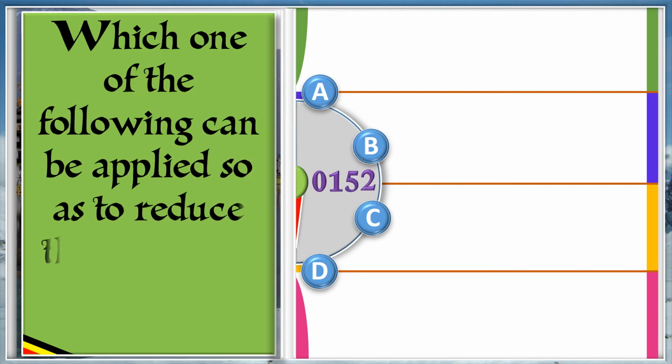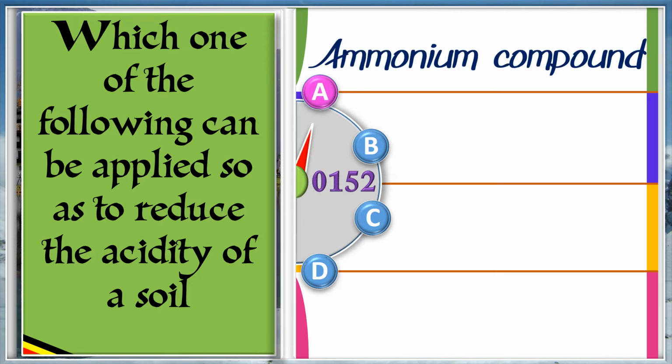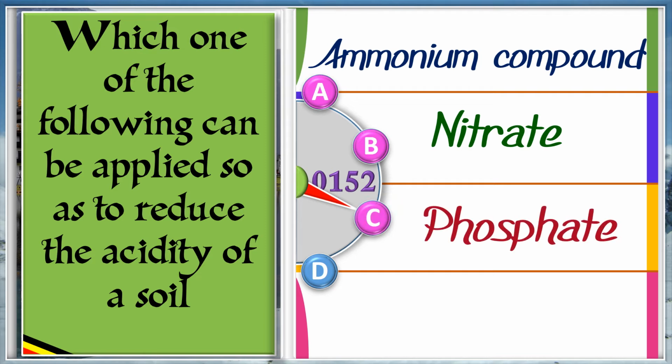Which one of the following can be applied so as to reduce the acidity of a soil? A. Ammonium compound. B. Nitrate. C. Phosphate. D. Lime. And the answer is D. Lime.